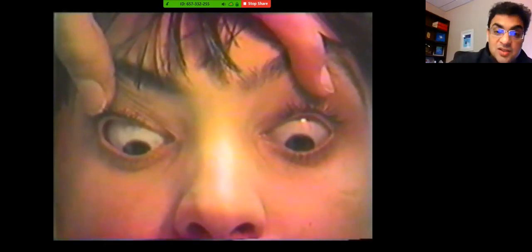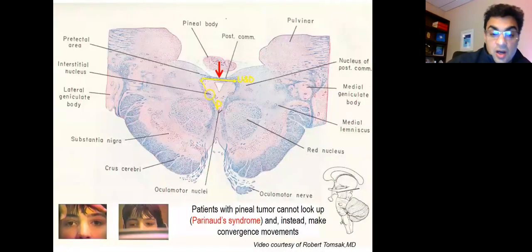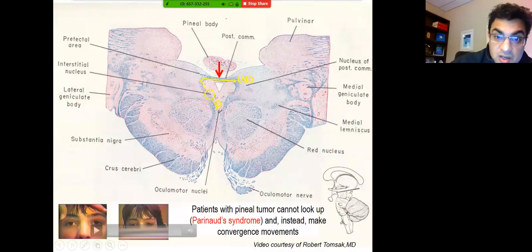So this is Parinaud syndrome. And when you do an optokinetic drum, they have what we call convergence retraction nystagmus. So they have a nystagmus where the eyes go in and out, in and out. This is a classic video of Parinaud syndrome, and that is a pineal body tumor which is interfering with this pathway here.